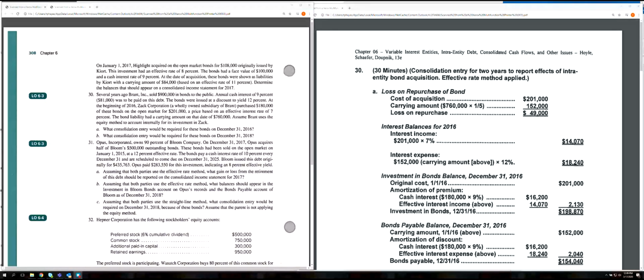The interest expense works the same way. You'll notice that the carrying amount of the debt up there, the 152, that's how we got that earlier when we calculated the loss. We're going to take that times 12%. That's the effective rate for the bonds from Brandt's perspective. And so that's the interest expense that they have.